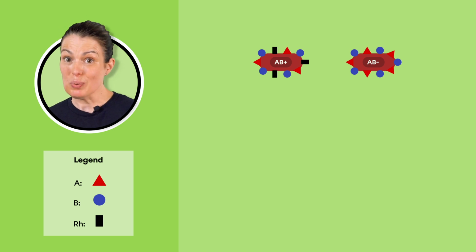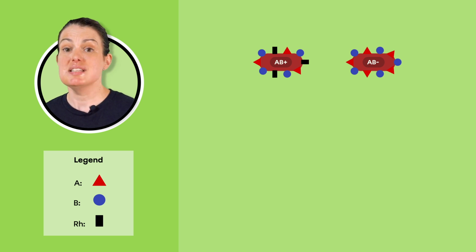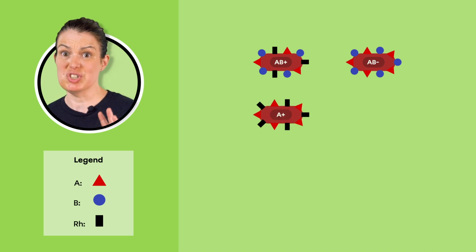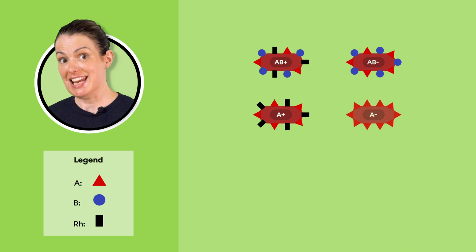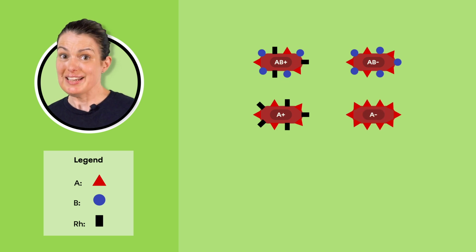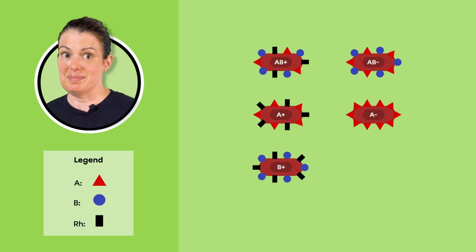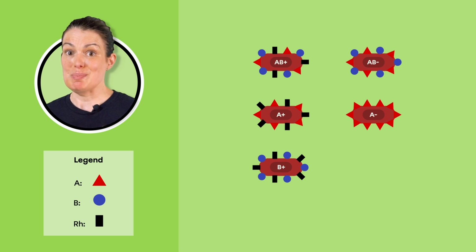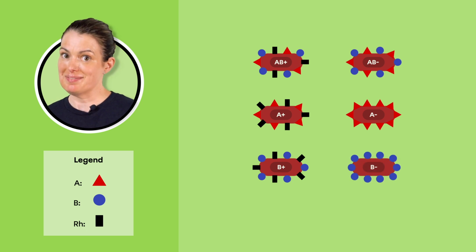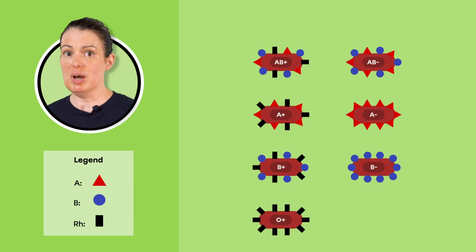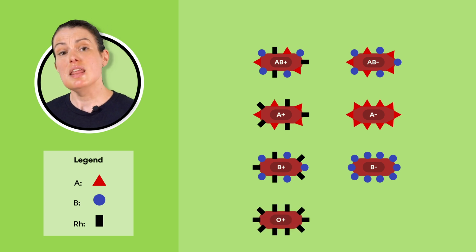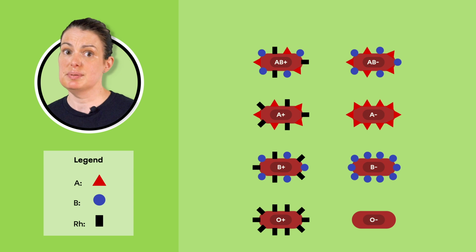If a person has both agglutinogens, A and rhesus factor on their red blood cells, their blood type is A positive. When only agglutinogen A is present, their blood type is A negative. Similarly, if a person has both agglutinogens B and rhesus factor on red blood cells, their blood type is B positive. If only agglutinogen B is present, their blood type is B negative. If a person has only the rhesus factor on their red blood cells, their blood type is O positive. When no agglutinogen is present, the person has the O negative blood type.